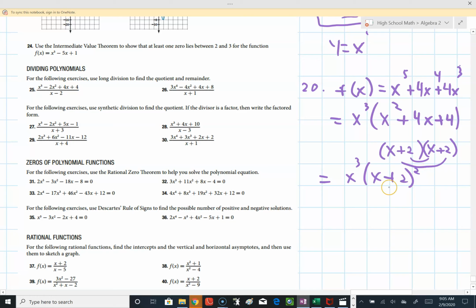If we set this one equal to 0, it would yield x equal negative 2. And since we have 2 factors of it, we say this has a multiplicity of 2. Okay, this one, if we set equal to 0, clearly we would get x is 0. And since it's cubed, this has a multiplicity of 3.